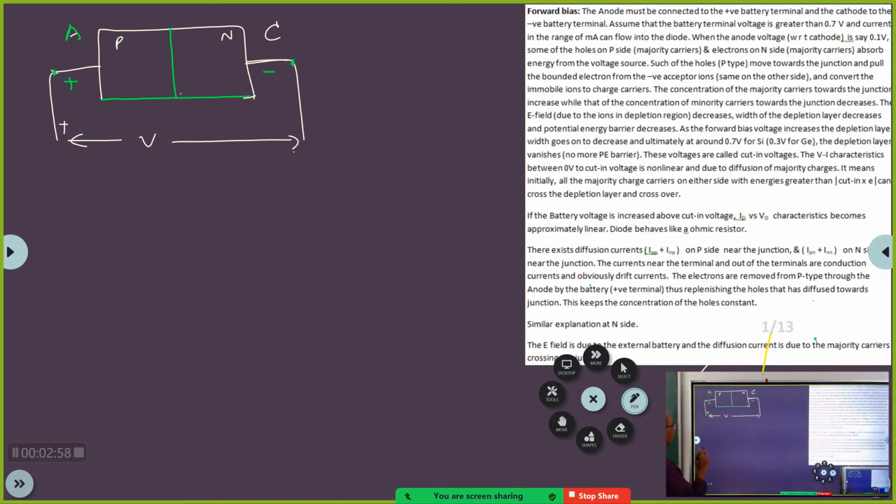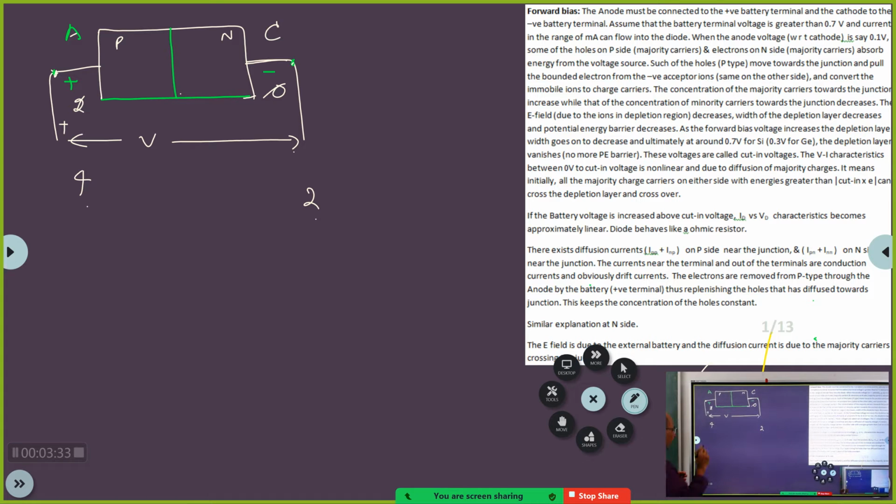What I mean by more positive is not necessarily positive in absolute terms. Now, who can elaborate my words? It should be more positive than C. What do I mean? There is a potential difference. Suppose this potential is 2 volts and this is 0 volts. Then this is more positive than this. Correct? Suppose this point is 4 volts and this point is 2 volts. Again, this is more positive than this. Correct now?